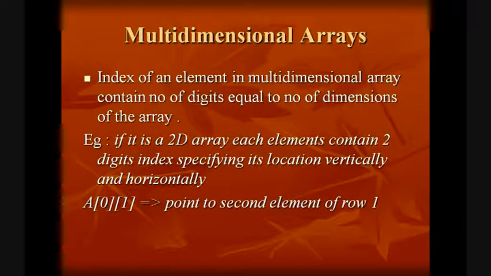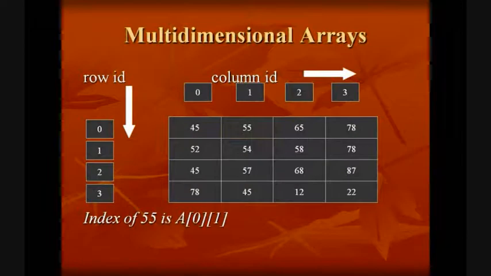The index of an element in a multidimensional array contains a number of digits equal to the number of dimensions of the array. For example, to access an element in a three-dimensional array we have to specify 3 indexes. This is an example of indexing in a two-dimensional array.